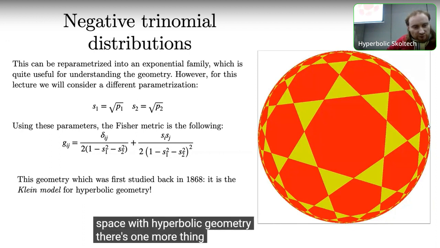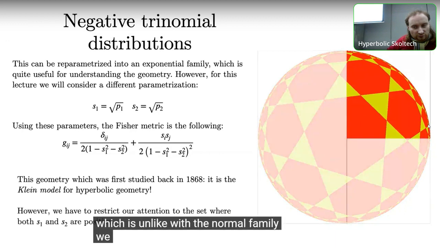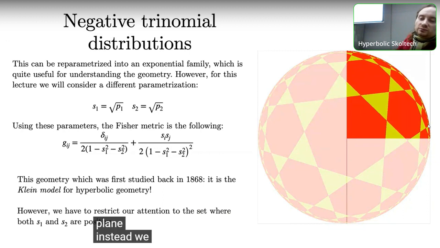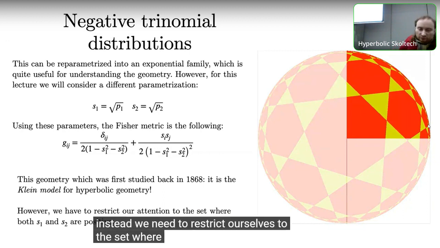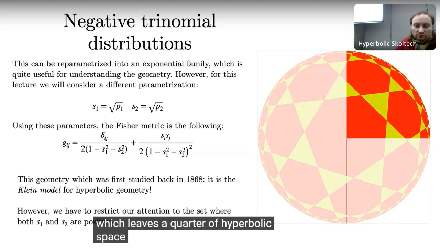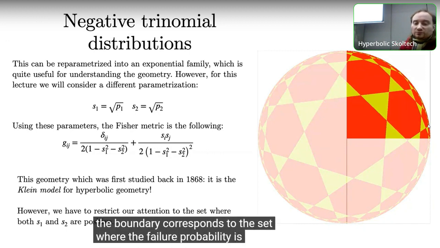There's one more thing to note here, which is, unlike with the normal family, we do not recover the entire hyperbolic plane. Instead, we need to restrict ourselves to the set where s1 and s2 are positive, which leaves a quarter of hyperbolic space. The boundary corresponds to the set where the failure probability is 1.